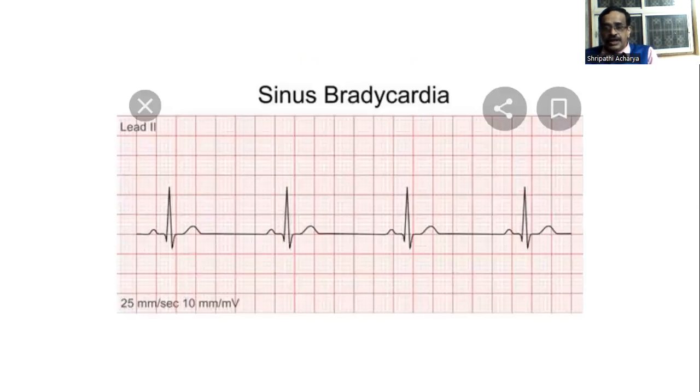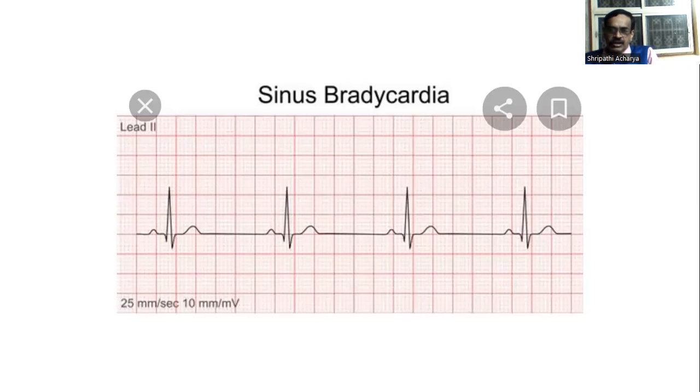So this is an ECG of a patient with sinus bradycardia. If sinus mechanism is present, then there will be a normal P wave, a normal QRS complex follows the normal P wave, and the PR interval is constant. Then it is taken as sinus mechanism. And if bradycardia is there along with that, it is known as sinus bradycardia. If the ventricular rate, heart rate, is less than 60, it is known as bradycardia.